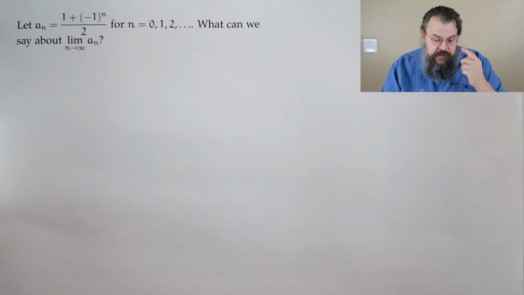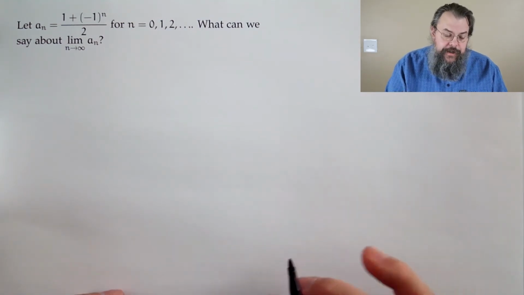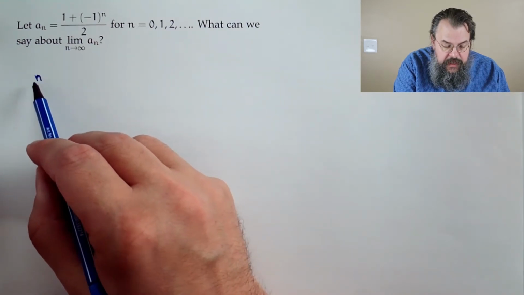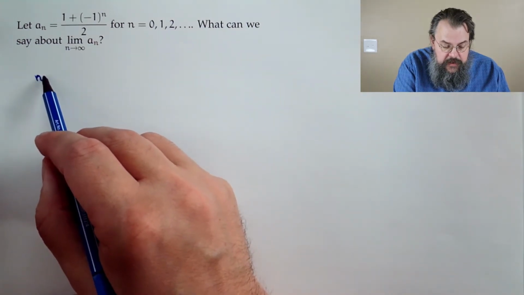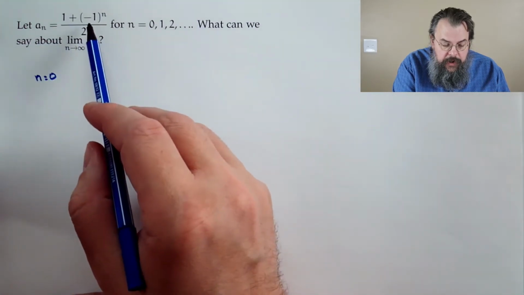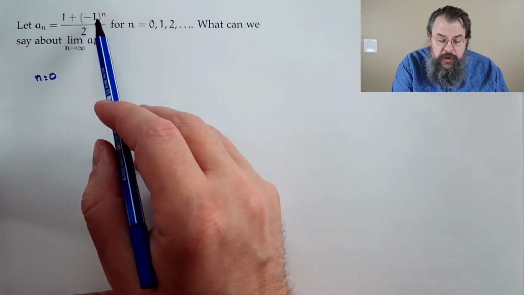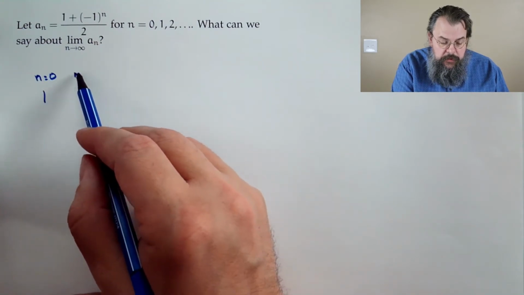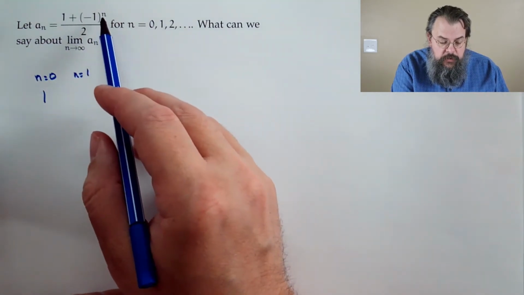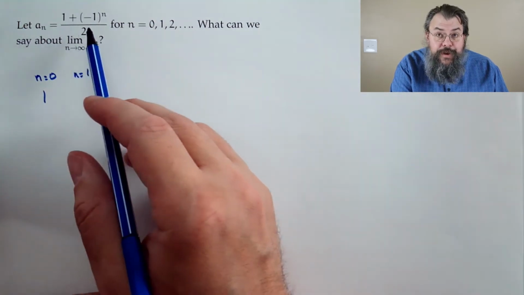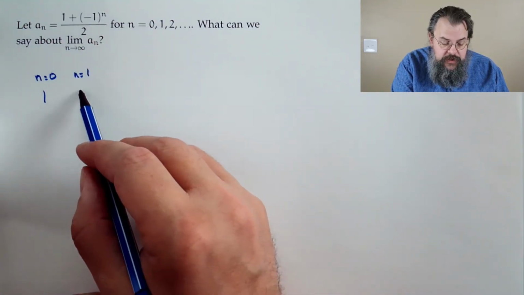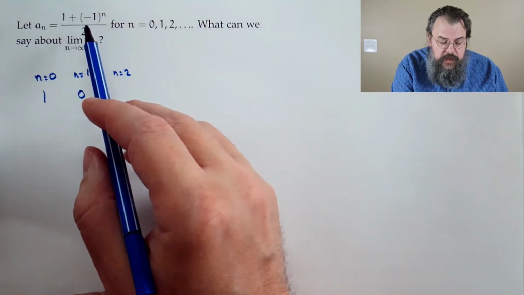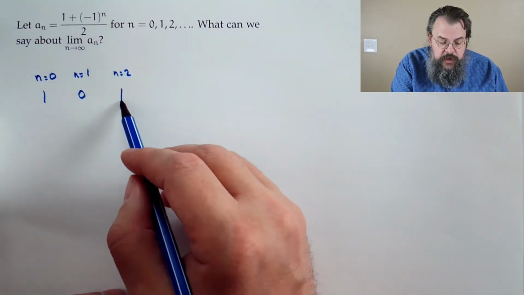Okay, well, let's think about it. Let's start with n equals 0. Minus 1 to the 0 is plus 1. 1 plus 1 over 2 is 1. N equals 1. Minus 1 to the 1 is minus 1. 1 plus minus 1 over 2 is 0 over 2, it's 0. N equals 2. Minus 1 squared is 1 again. 1 plus 1 over 2 is 1.